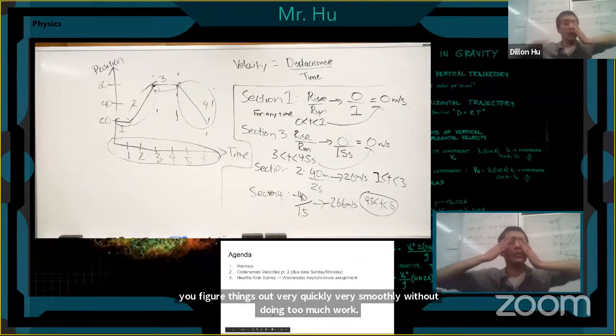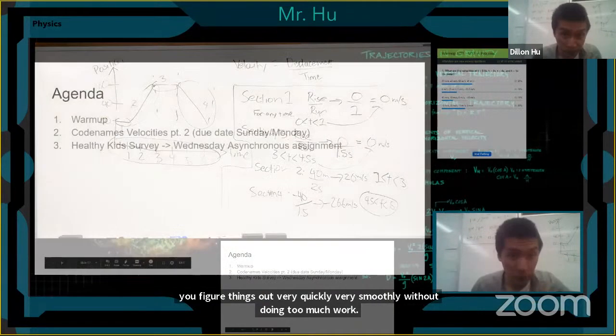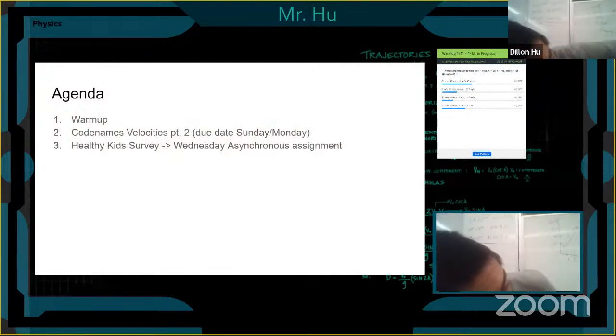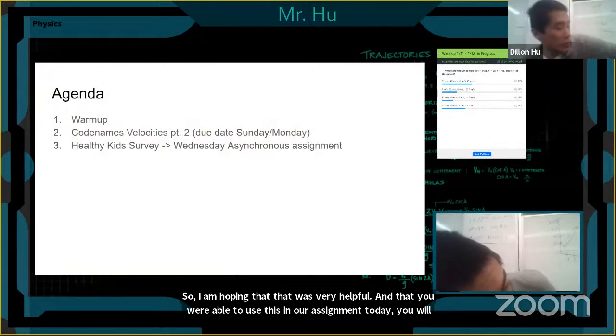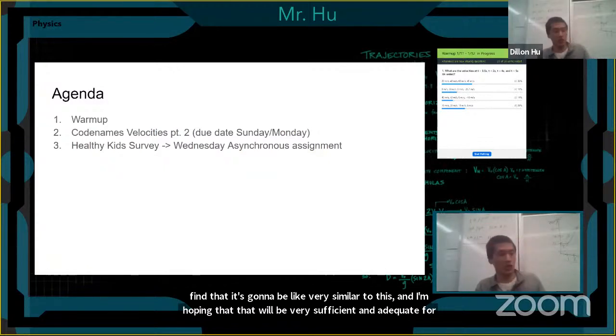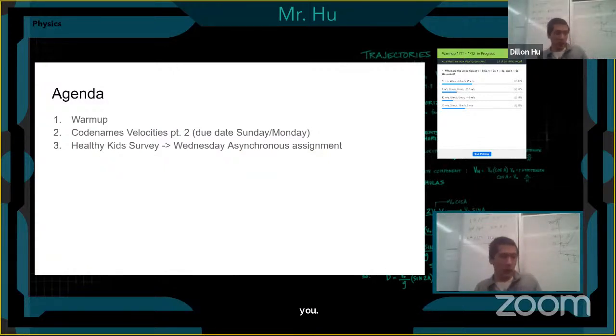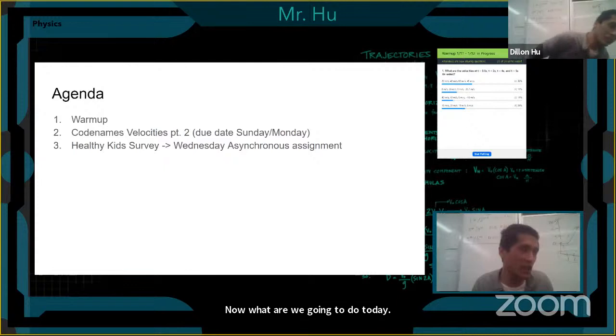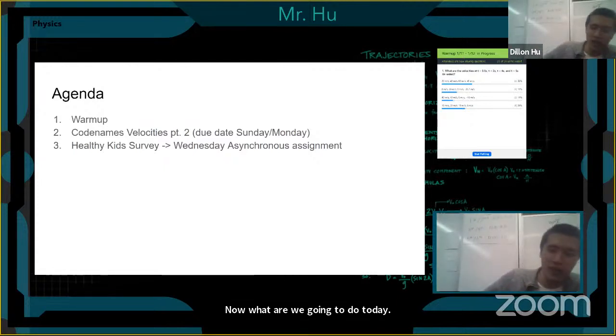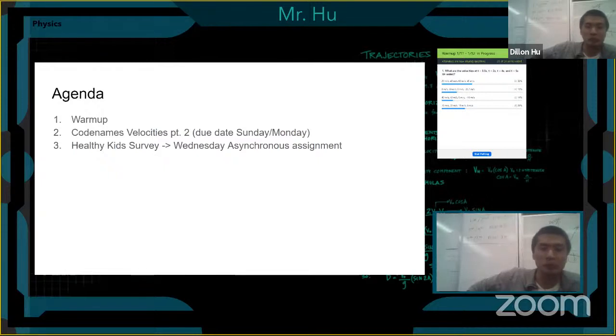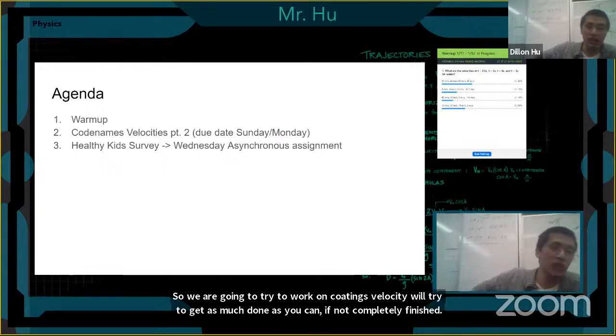So what are we going to do today? We are going to try to work on the velocity assignment. We'll try to get as much done as we can, if not completely finished. The due date for this, I said, is next Monday for us. So we will only have today to work on it. On Thursday, Friday, we will be starting a new final topic within velocity and speed. So try to get as much done as you can today.